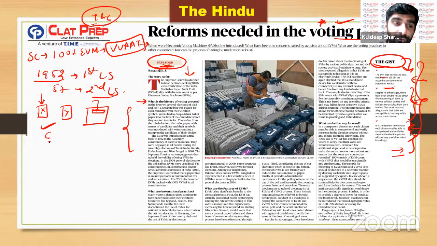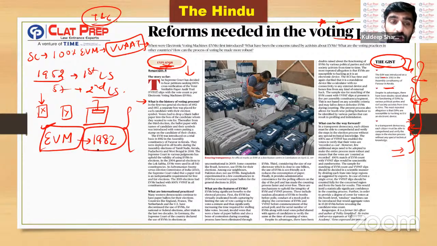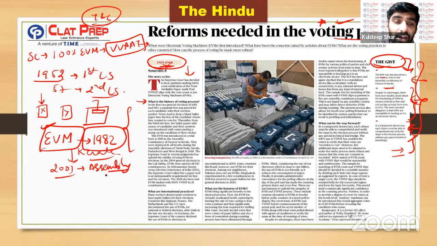However, after some time, when technology improved, we shifted to EVMs. EVMs for the first time were used on a trial basis in the 1982 election in Kerala. Later on, we started using EVMs in 2001, so there was a gap of 20 years in between. In 2001, we used EVMs in the assembly elections of 4 to 5 states. However, it was in the 2004 Lok Sabha election that we used EVMs in all our constituencies.